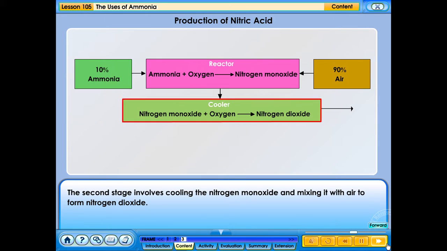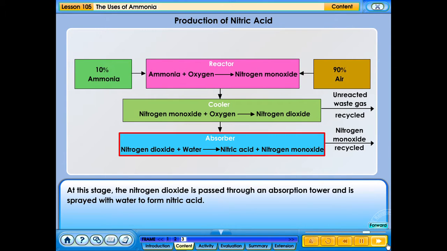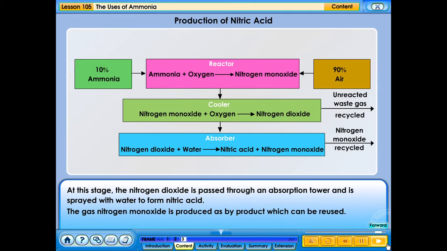The second stage involves cooling the nitrogen monoxide and mixing it with air to form nitrogen dioxide. At this stage, the nitrogen dioxide is passed through an absorption tower and is sprayed with water to form nitric acid. The gas nitrogen monoxide is produced as a byproduct which can be reused.